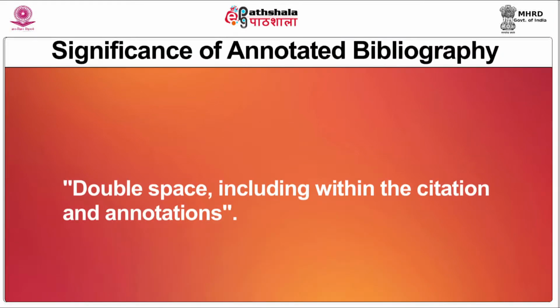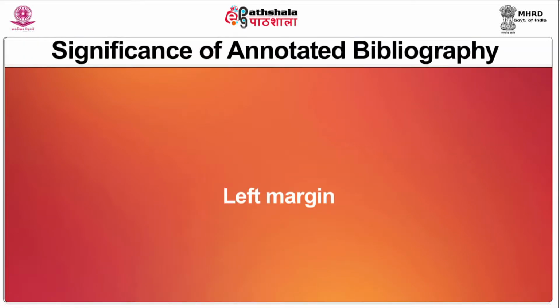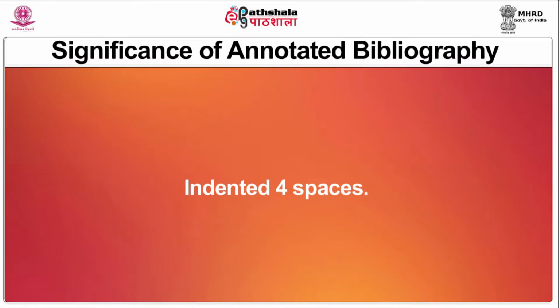As per basic APA, that is the American Psychological Association Publication Manual, 5th edition, the entire bibliography document should be double spaced, including within the citation and annotations. Hanging indents are required for citations in the bibliography. That is, the first line of the citation starts at the left margin. Subsequent lines of the citation are indented 4 spaces.